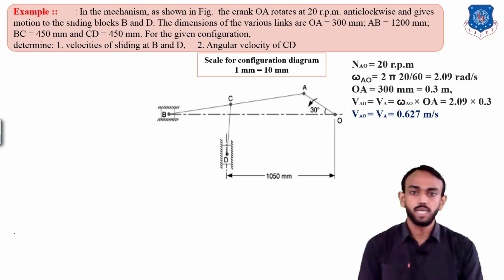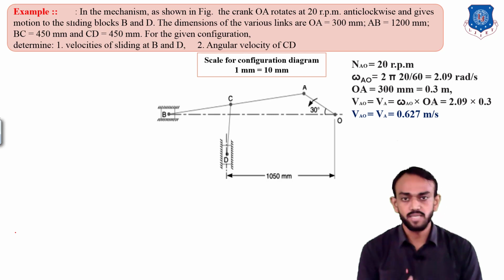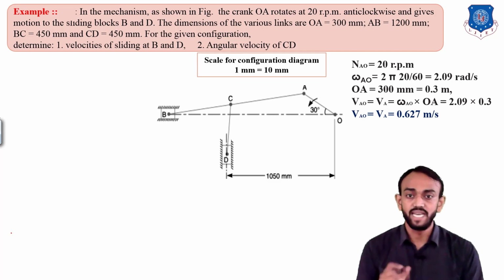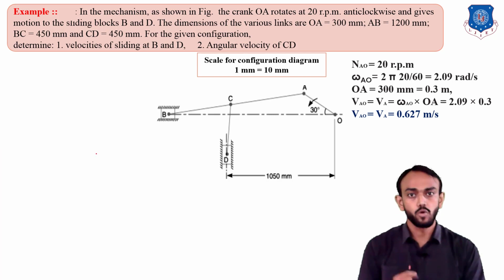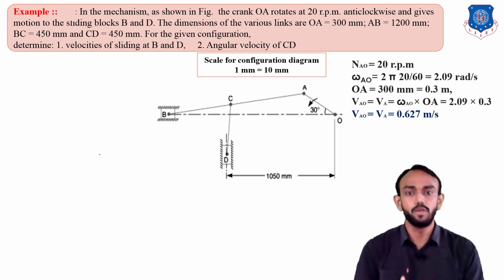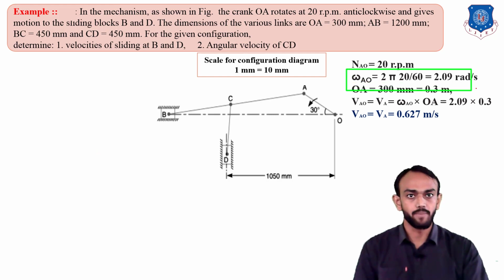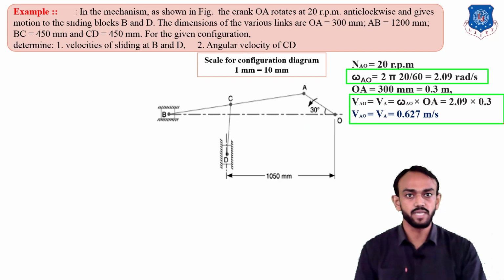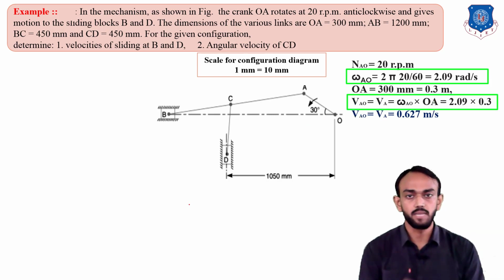As you know, you will draw this space diagram. But then, how will you start the velocity diagram? You know the rule. First of all, we need the velocity of any element. Here the speed is given, 20 RPM, for this OA crank. So we will find the angular velocity, omega equals 2 pi N by 60. Then we will find the linear velocity, which is nothing but angular velocity into the length of that link.